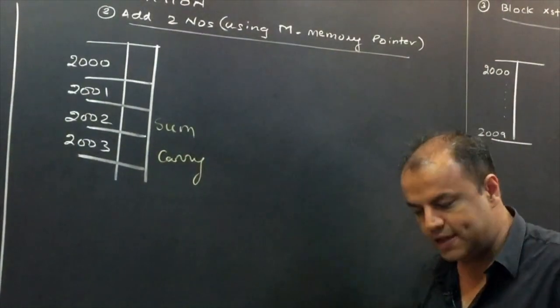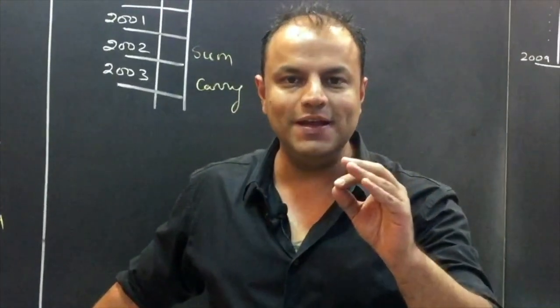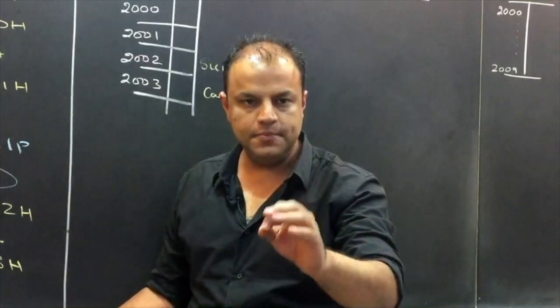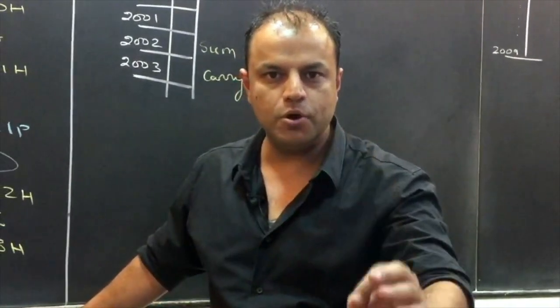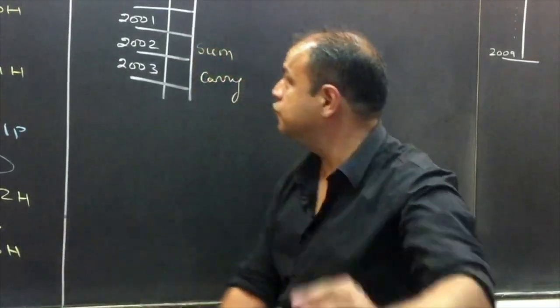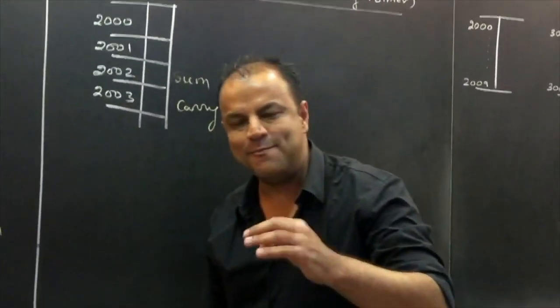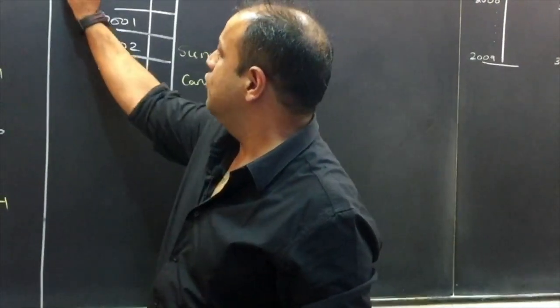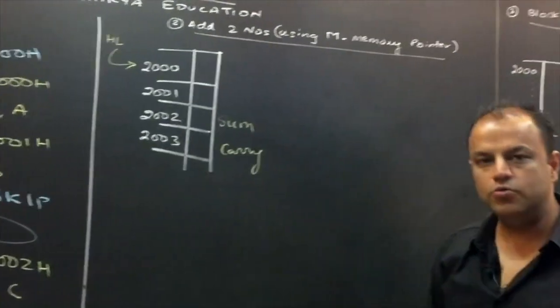Now how do you work with M? M is the data of the memory location pointed by HL pair. Say this again. M is the data of the memory location pointed by HL pair. So if you want to access these memory locations using M, you need to first initialize HL pair. Your first step is make HL pair 2000. How do you do that?